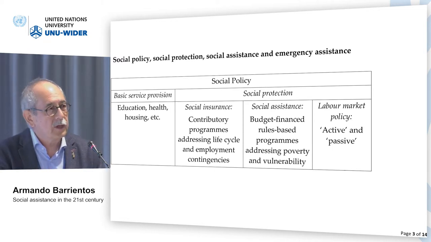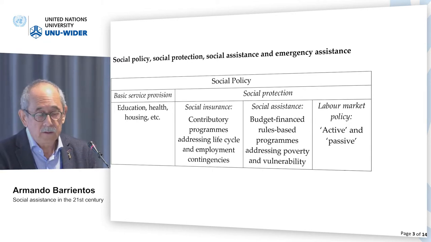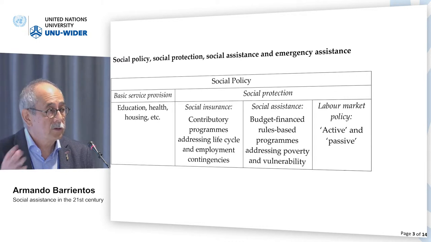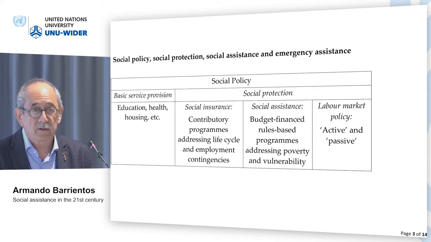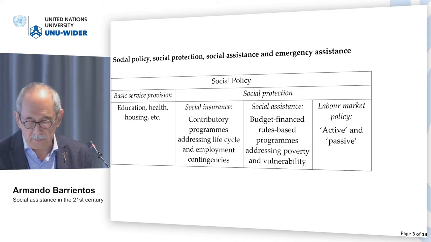It's really important to keep this distinction in mind. Conceptually, because social insurance is about horizontal redistribution. So you pay contributions to your pension fund today, and when you retire, you draw the benefits from it. So it's horizontal redistribution across the life cycle, whereas social assistance is vertical redistribution. It's from the better off to the worse off. So conceptually, it's really important to keep this distinction in mind.